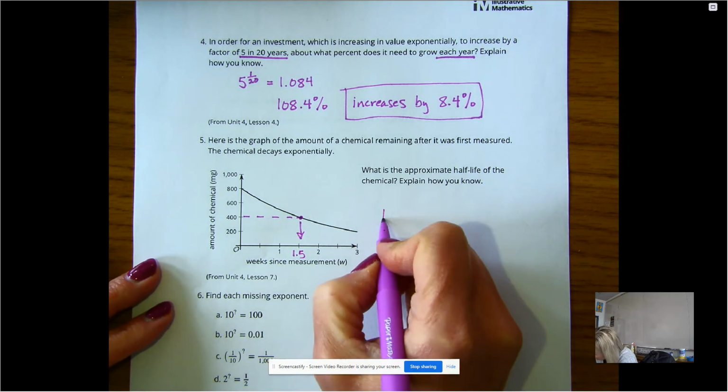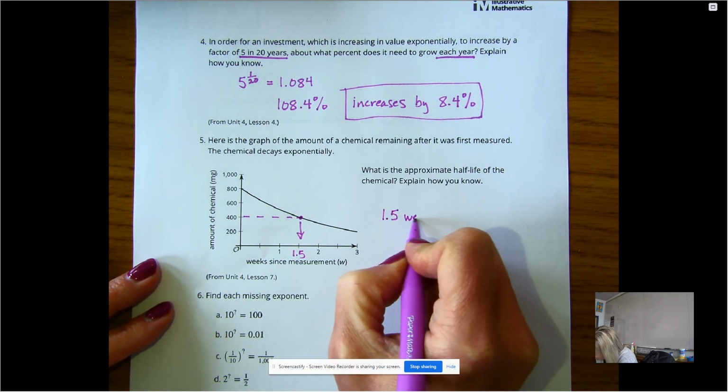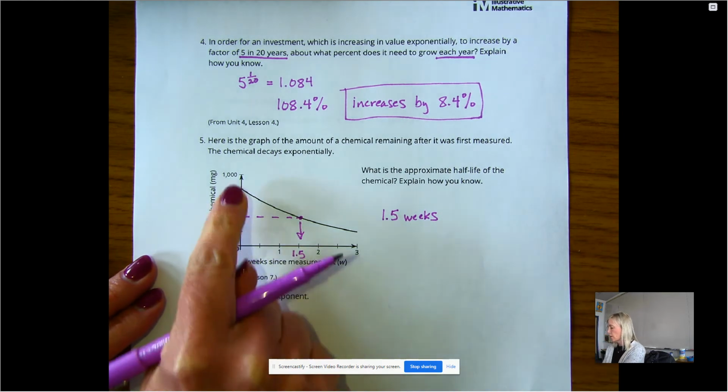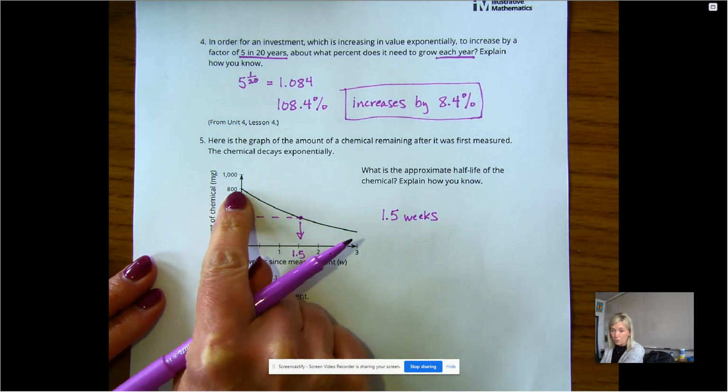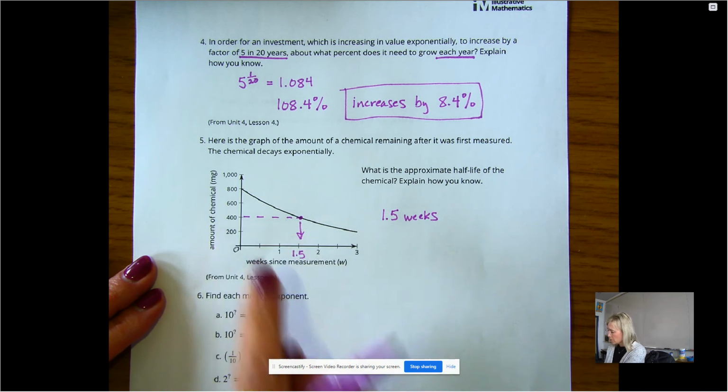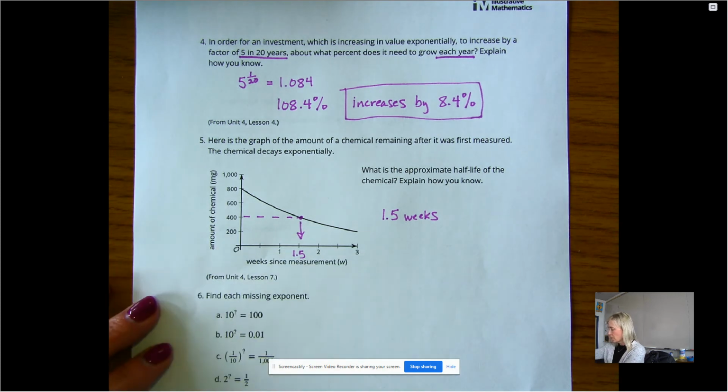So 1.5 weeks, since that's the amount of time it takes for the chemical to go from 800 milligrams to half of that, which is 400 milligrams. So 1.5 weeks.